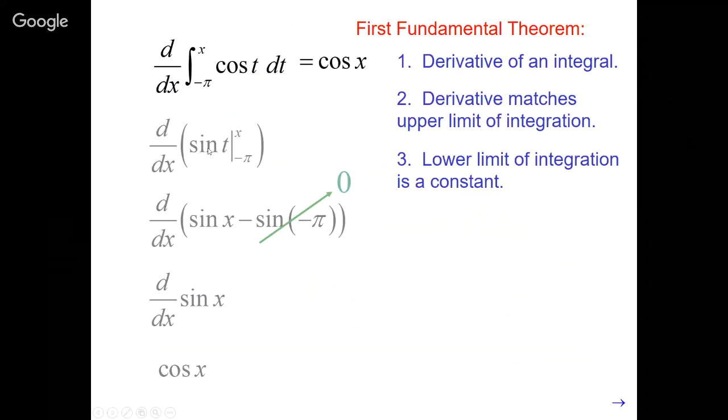And then I can take the derivative of an integral, and that's just the function I'm taking the area under, evaluated where I stop. So I take the cosine and plug an x in, and sure enough, this cosine equals this cosine.